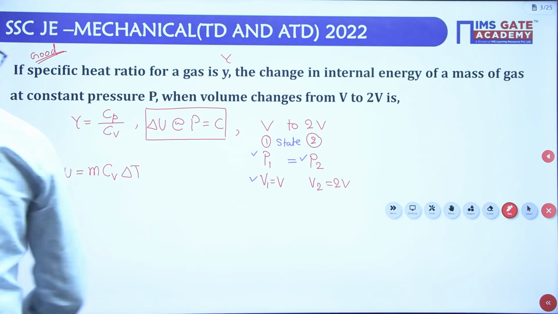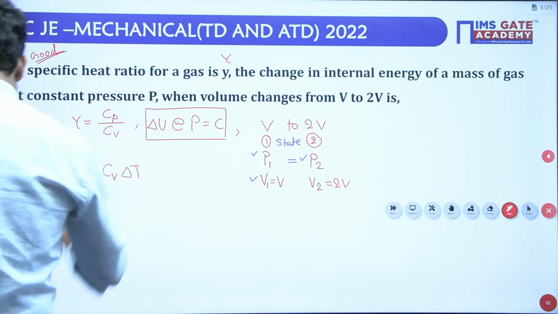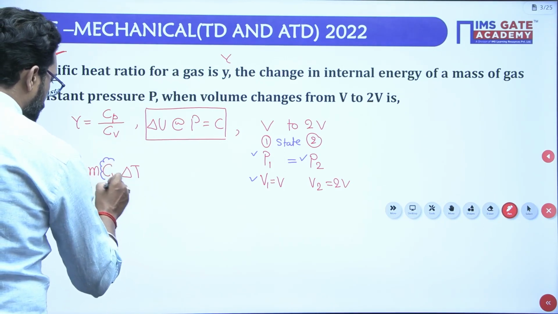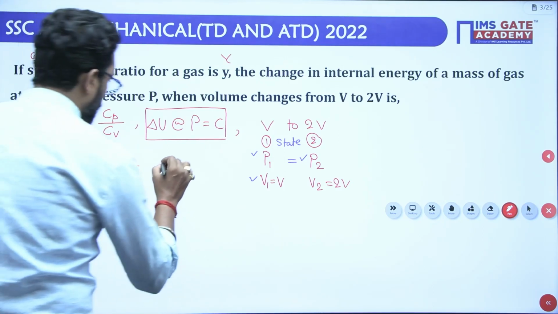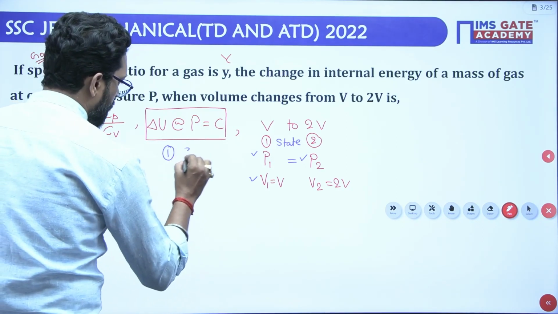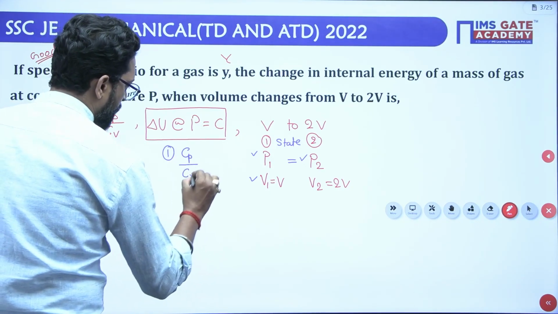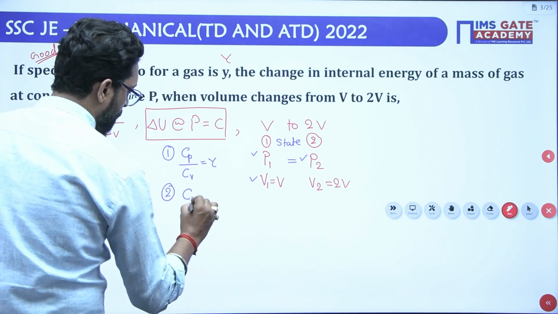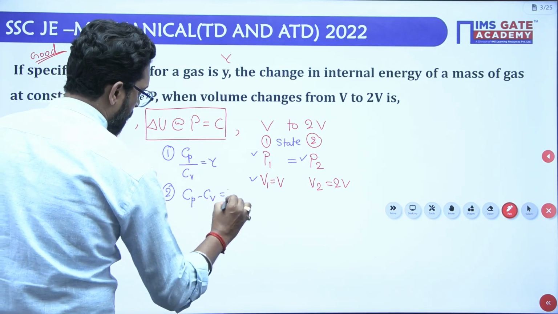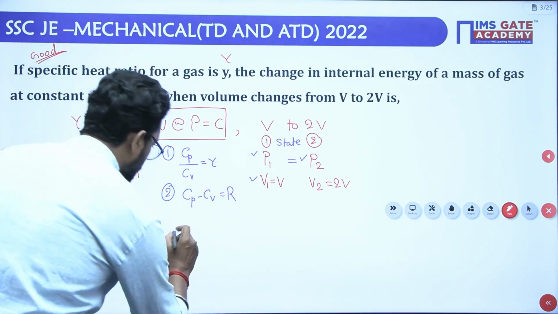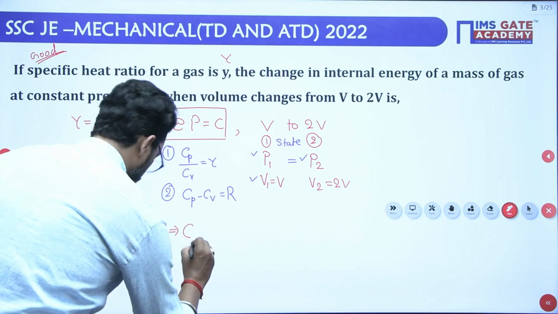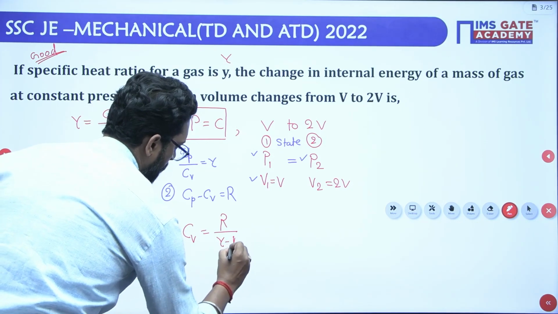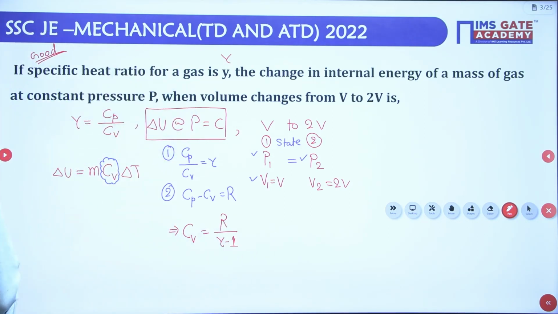Now here the relation of Cp and Cv is equal to gamma, it is given. So we don't have the Cv value directly. One relation is Cp by Cv is equal to gamma, and the second relation is Cp minus Cv is equal to R. From these two relations, we can easily find the value of Cv. So Cv is equal to R divided by gamma minus 1. Put this value back here.